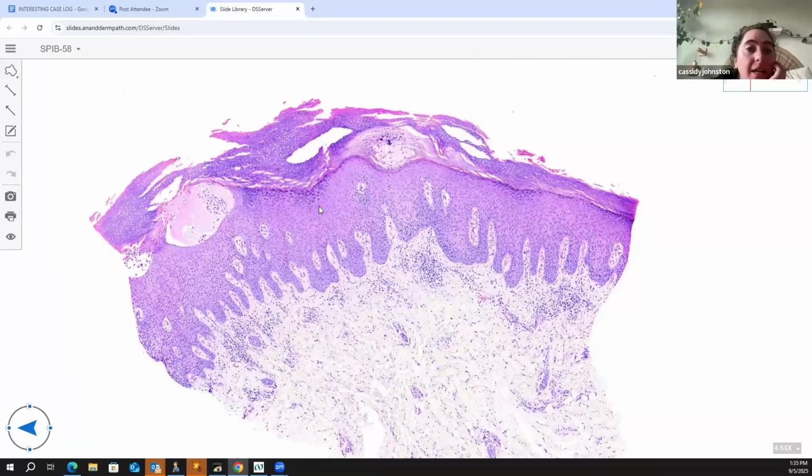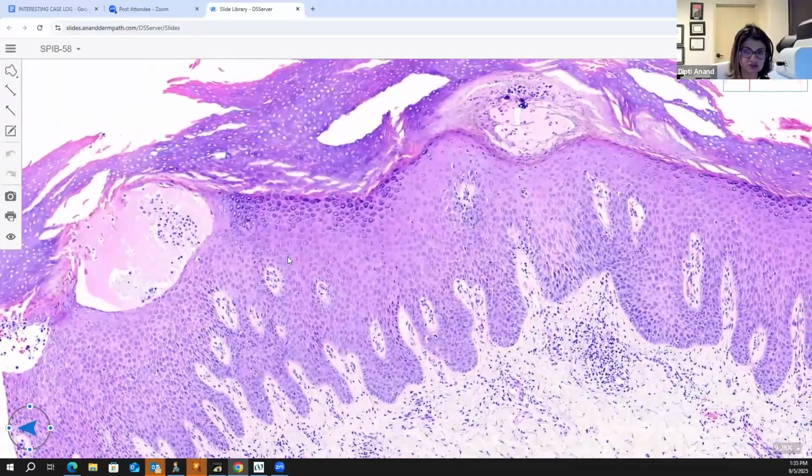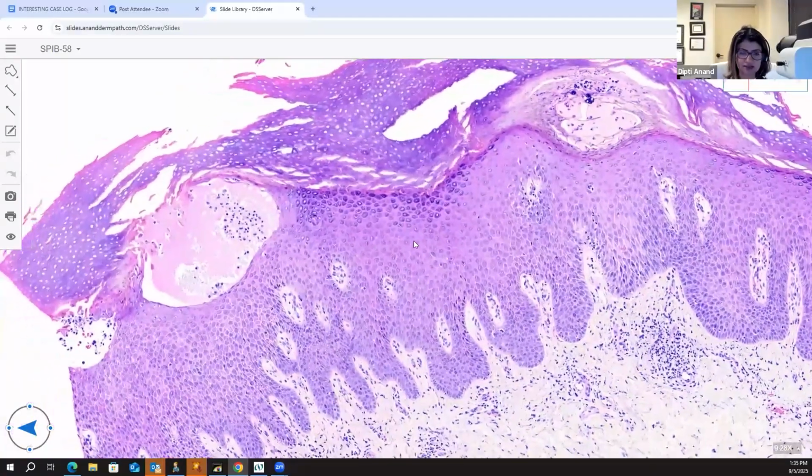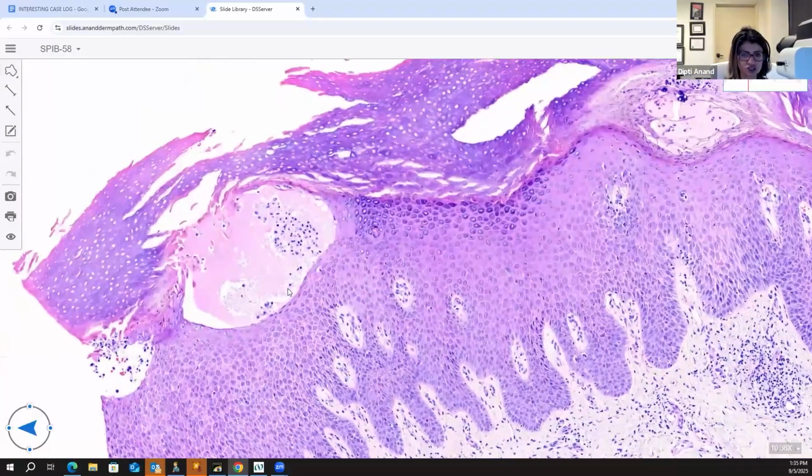So for this one, we have subcorneal pustules on an acral surface, and then a lot of acanthosis. And so I thought this was like palmoplantar pustular psoriasis. So this would be the differential, right? Like whether this is palmoplantar pustular psoriasis or this is dishydrosis. And sometimes that can be very challenging.